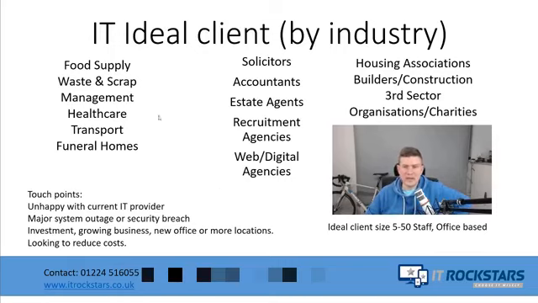And the hot ones, I would say, are in this middle column here. So the middle column I find are the best types of industries to work with if you're a managed service provider. Solicitors, accountants, estate agents, recruitment agencies, they're all great. The web digital agencies, maybe not so much. They're usually a bit penny pinchers, but usually solicitors, or lawyers for the US audience, and accountants are usually great ones to work with. And the same way, recruitment agents as well. So they are the top of my pick.